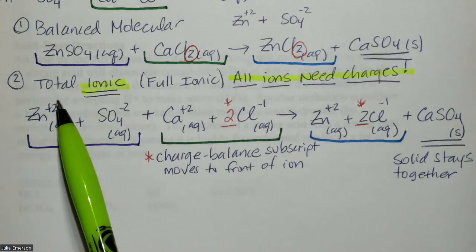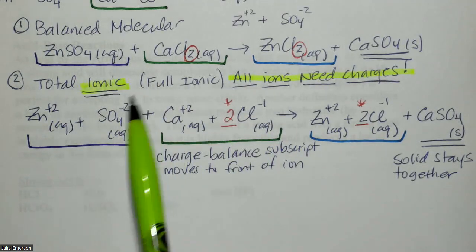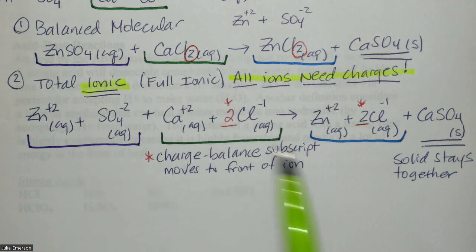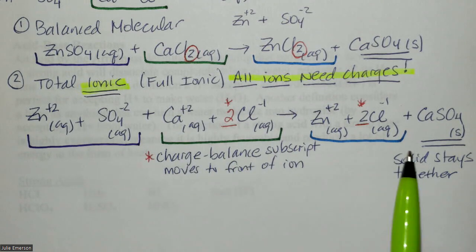So everything is there, right? That's why it's the total or full ionic. Everything is there. All your ions have charges. Honestly, it's a lot of writing and it really doesn't tell us anything we didn't already know.